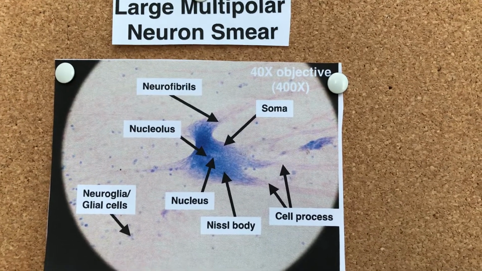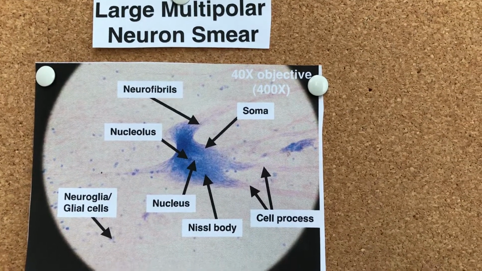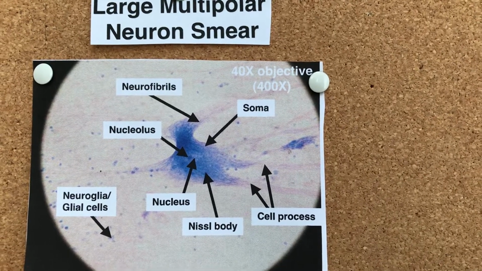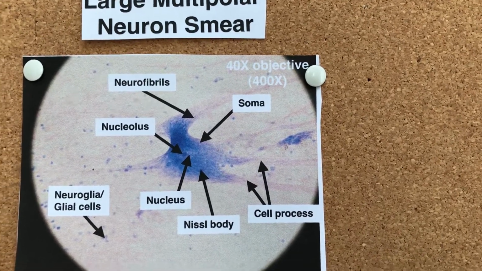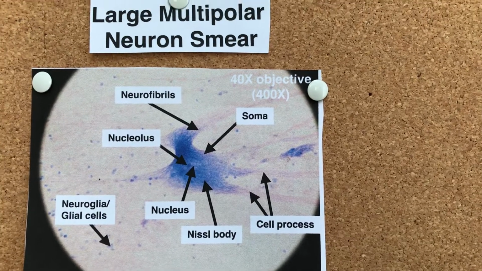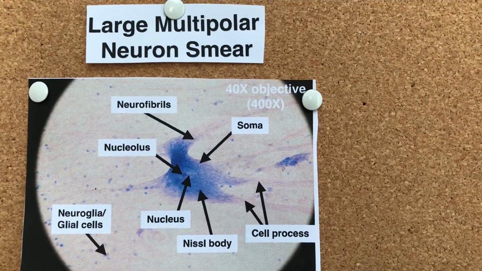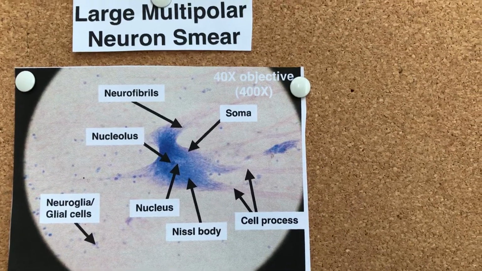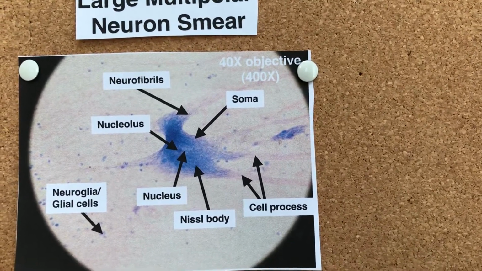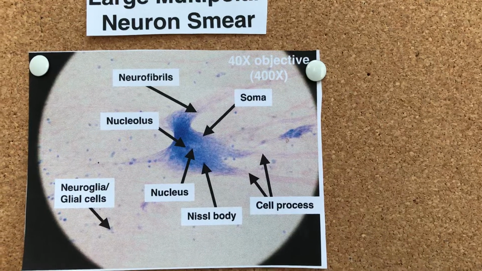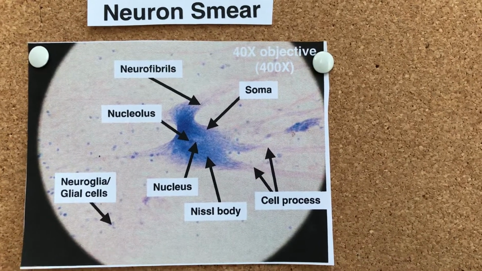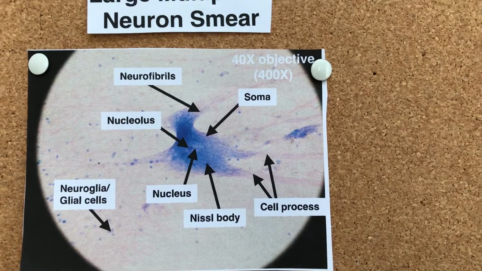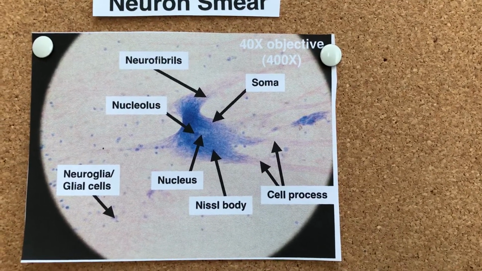And inside the cell processes, we have neurofibrils, which are those parts of the cytoskeleton that extend down and keep those processes stiff. Around the cell, we have neuroglial cells, which are the support cells. And also found inside the cell, we have labeled Nissl bodies. That's the rough endoplasmic reticulum and the ribosomes that give the cell a dark gray color, the gray matter of your brain.